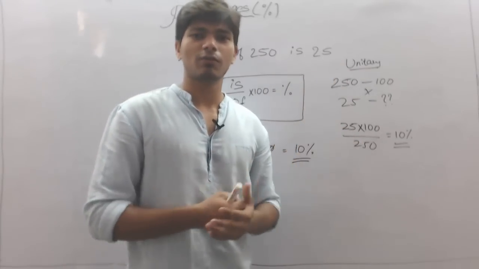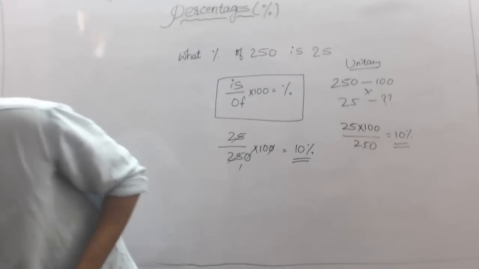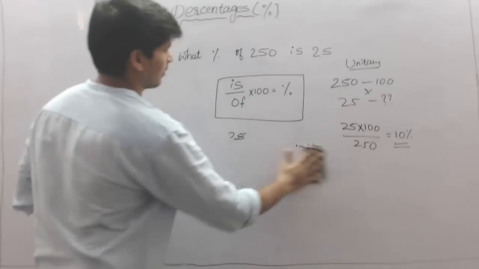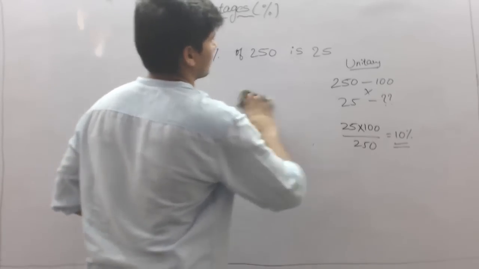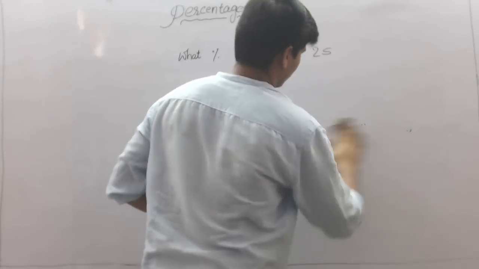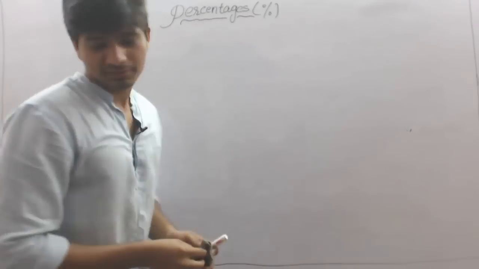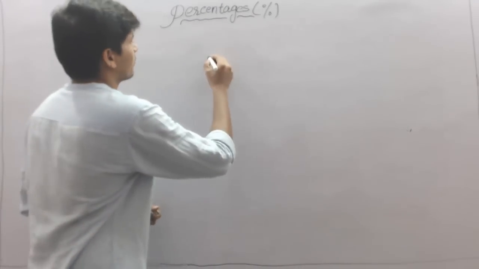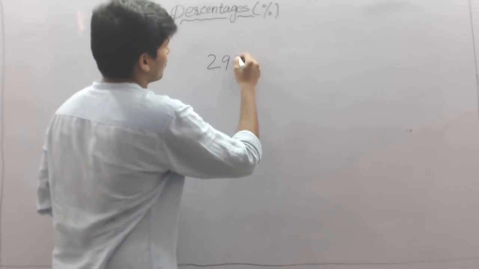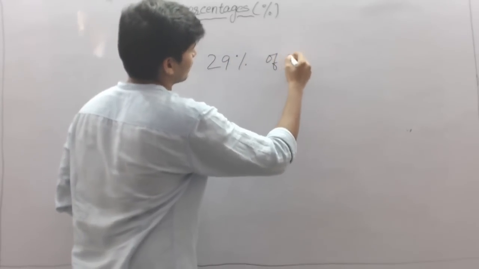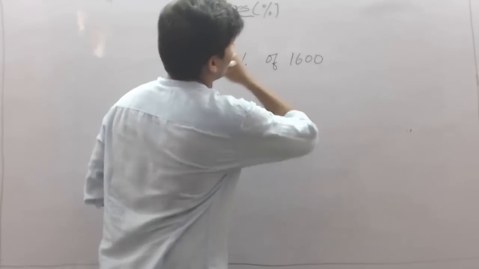Okay. Now let's go for the other question. That is, what is 29% of 1600?